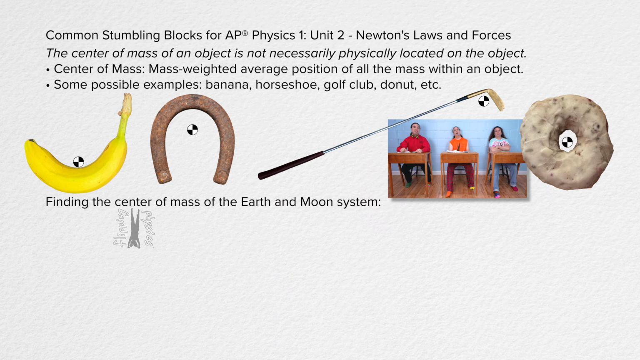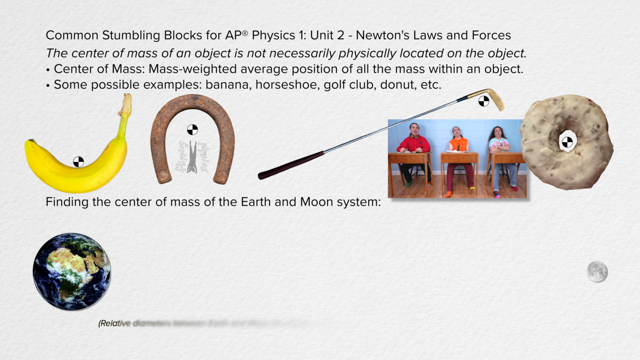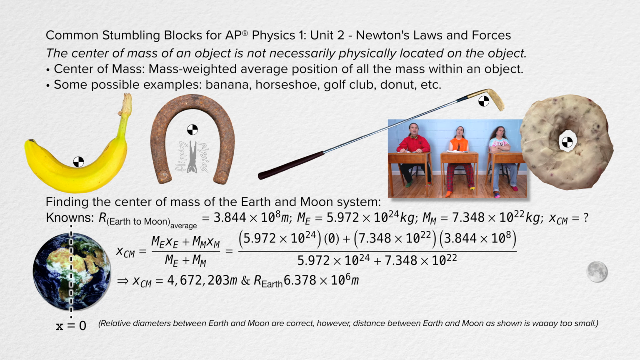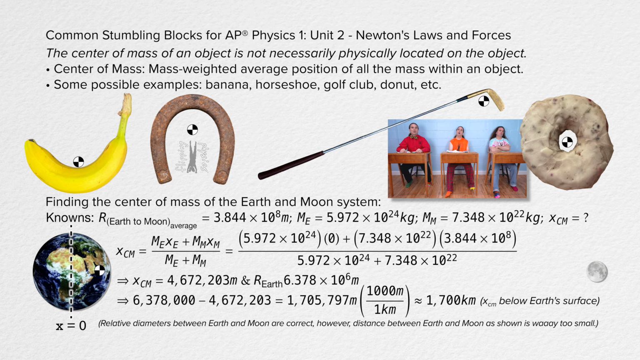Or for a two-object system like the Earth and the Moon, right, Mr. P? Actually, the idea is correct. However, the Earth is so much more massive than the Moon that the center of mass of the Earth-Moon system is located roughly 1,700 kilometers below the surface of the Earth. Oh, right. That makes sense.